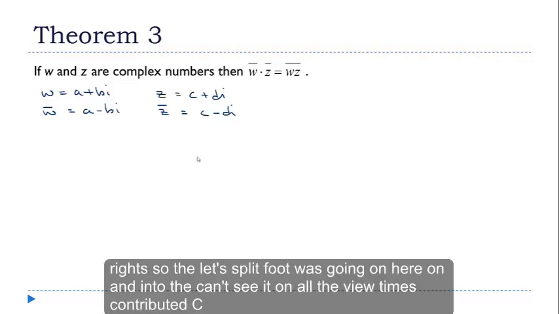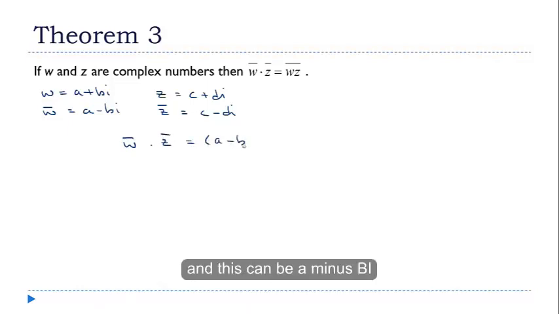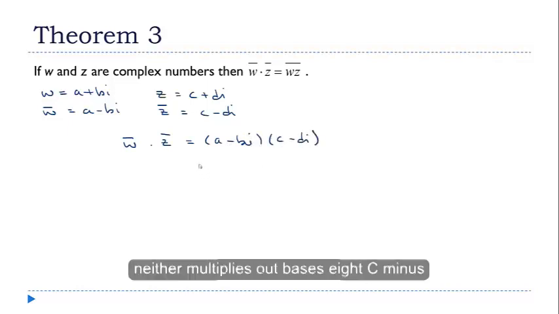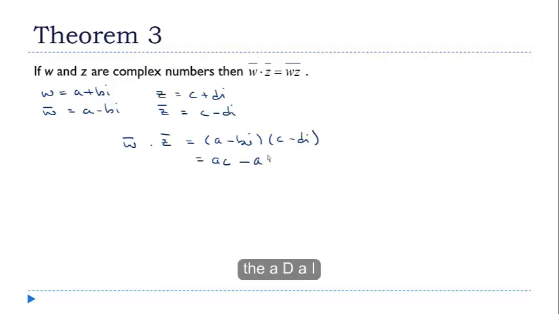All right, so let's look at what's going on here. I'm going to do the conjugate of W times the conjugate of Z. That's going to be A minus BI times C minus DI. Now I'm going to multiply this out. This is AC minus ADI minus BCI plus BDI squared.